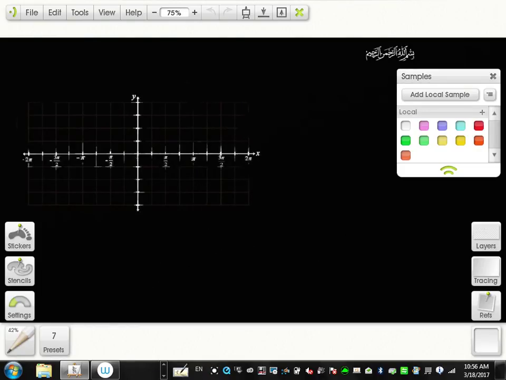Okay, Bismillahirrahmanirrahim. So now we're going to formally learn how to graph these. This knowledge also takes time to sink in. So if you don't get everything the first time, just be patient, inshallah.